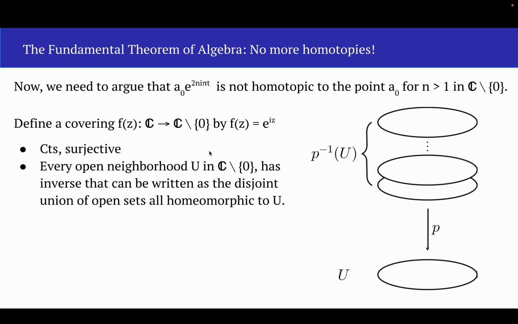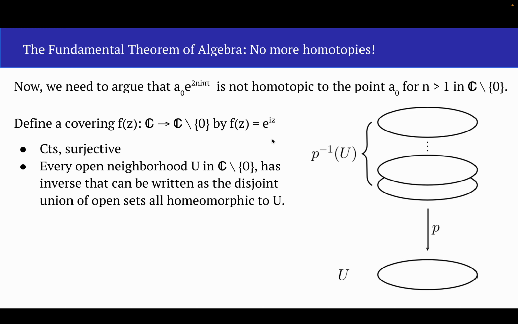Namely, the final conclusion is that through transitivity, we must have that the point a0 is homotopic to the curve a0 e to the 2n i pi t, where n is greater than 0. To prove this isn't the case, we're going to define a covering map. A covering map is a projection from the complex plane to the punctured plane in this case, given by f of z equals e to the iz.